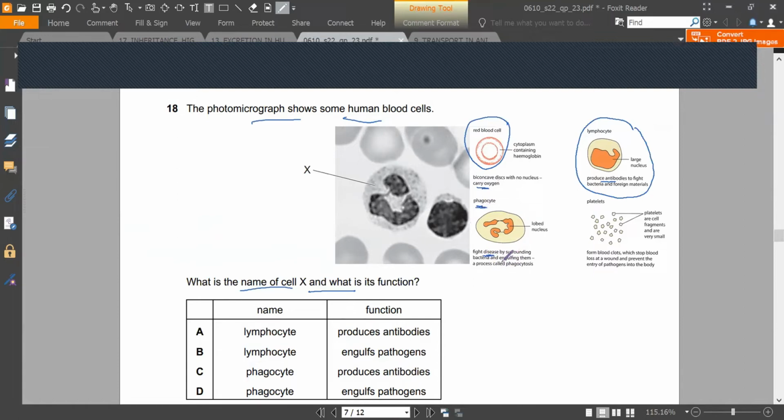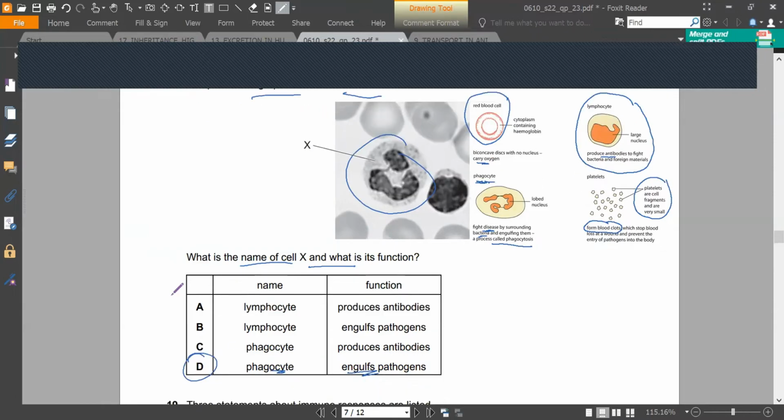Basically it will kill bacteria, kill germs, by the process of phagocytosis. Platelets form blood clots, helping us to have the blood clots. So this is the phagocyte. The phagocyte function is to engulf pathogens. So, straightforward.